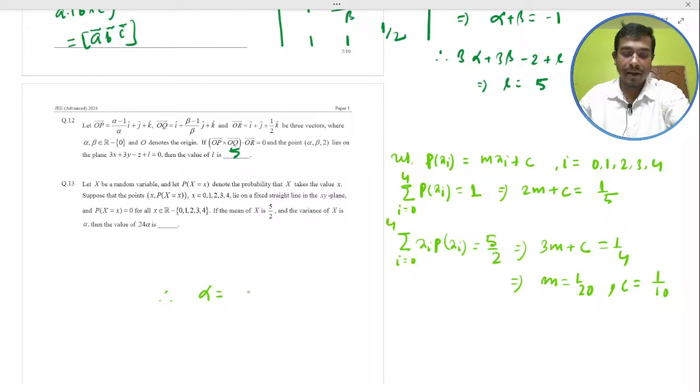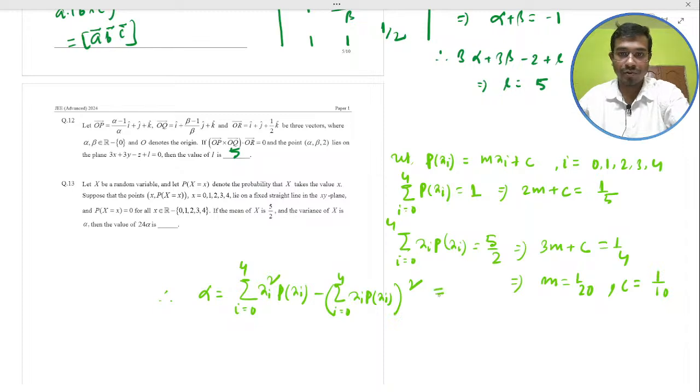Therefore, α equals the summation for i = 0 to 4 of xi² P(xi) minus (the summation of xi P(xi)) whole squared. Put this value. This is equal to 8 - 25/4. This will become 7/4. You have to find the value of 24α, so 24 into 7/4.